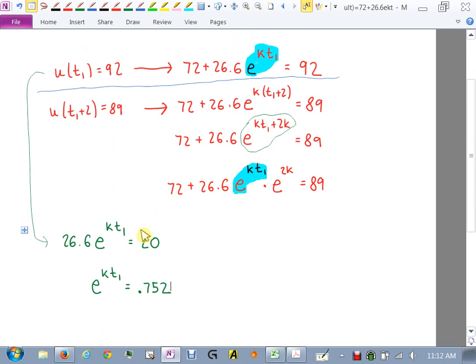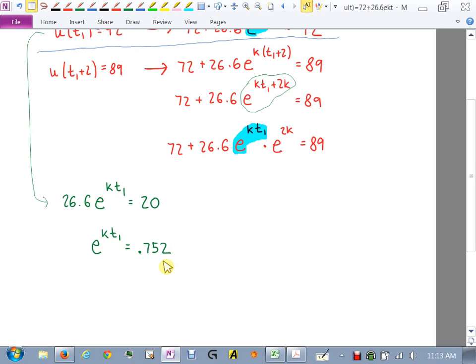Right here? Divide both sides by 26.6. Oh, right here, this equation right here. Just take 72, subtract 72 on both sides. It goes away here. 92 minus 72 is 20. Is that okay?